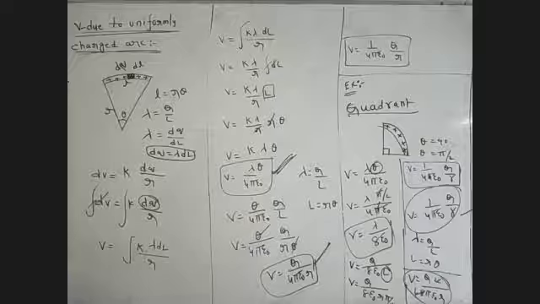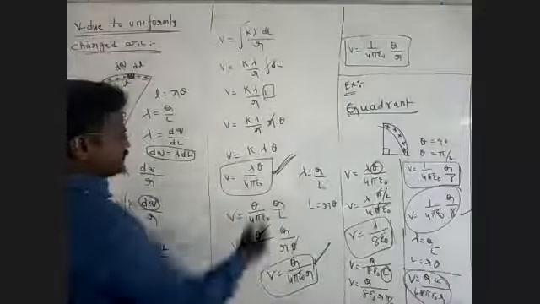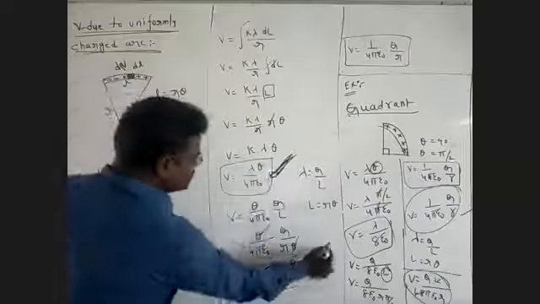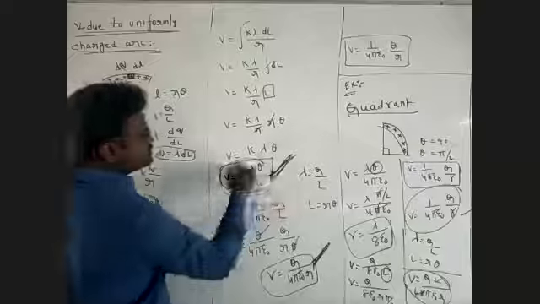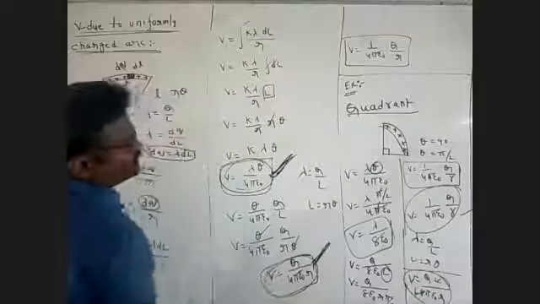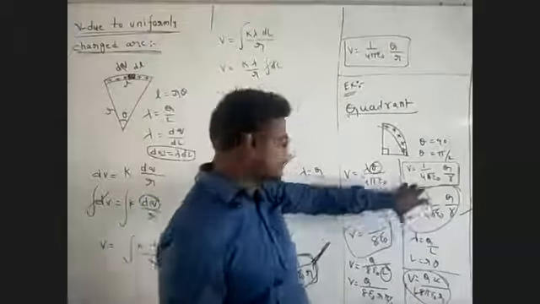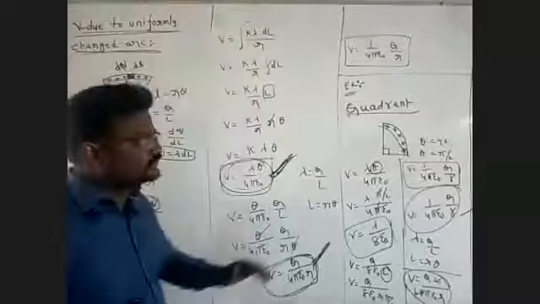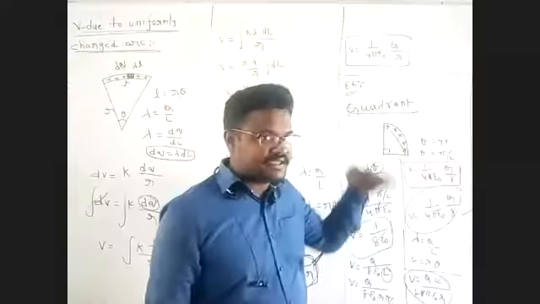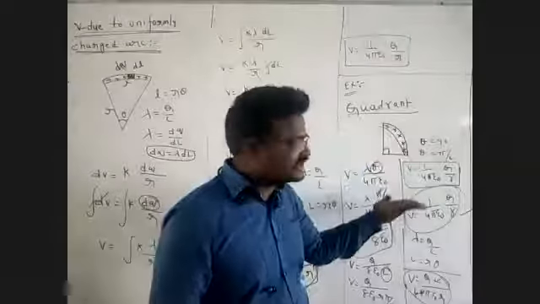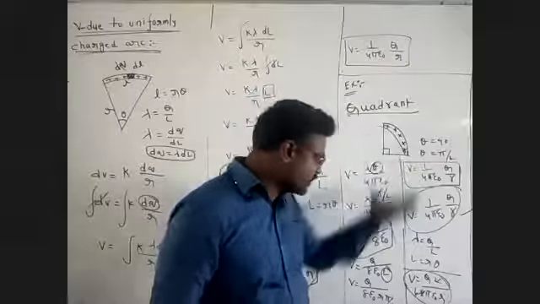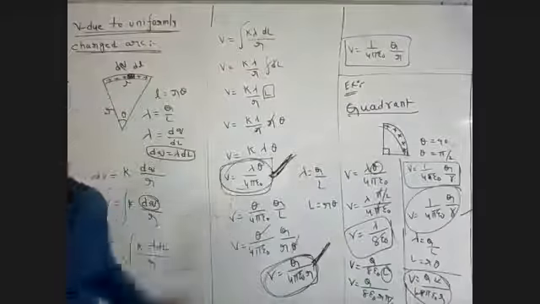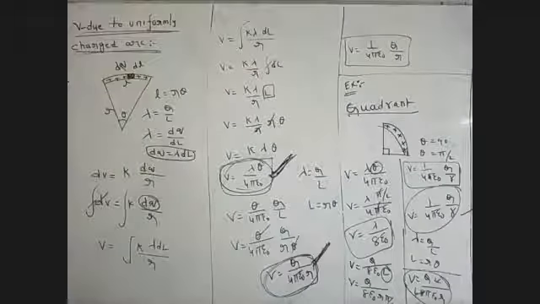So this is the concept. Keep this formula in your mind. This is one formula, this is the second formula. Keep these two formulas in mind. The problems I explained, the semicircle and the quadrant, are related to this concept.